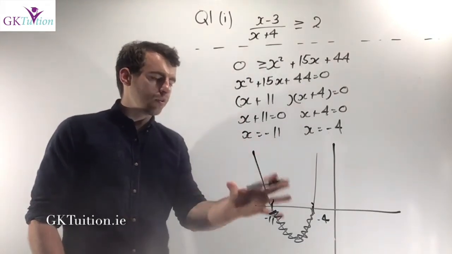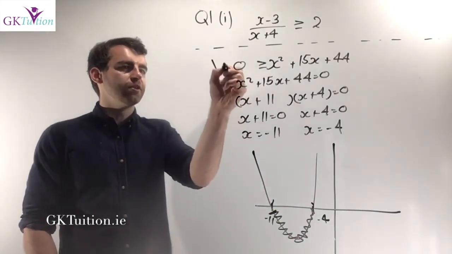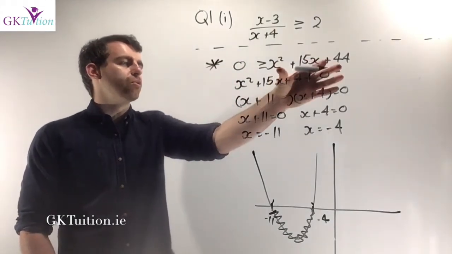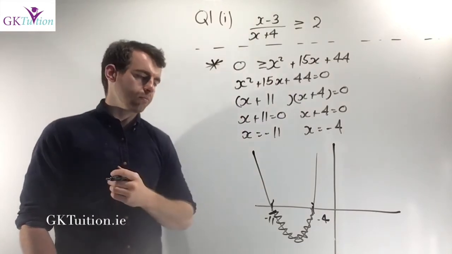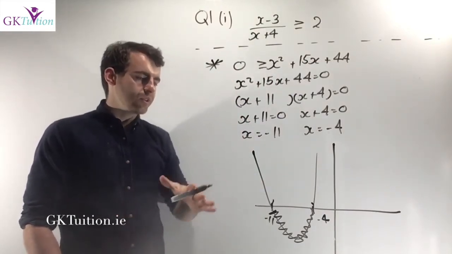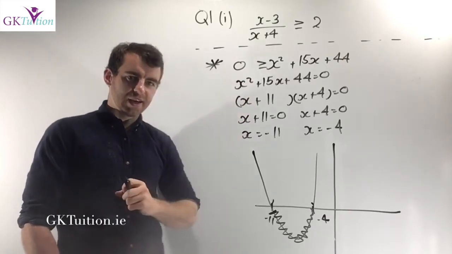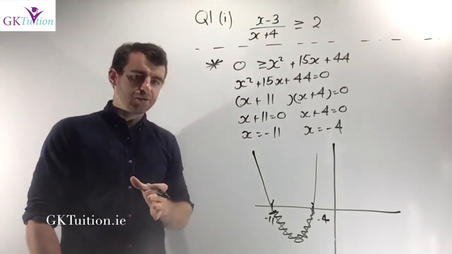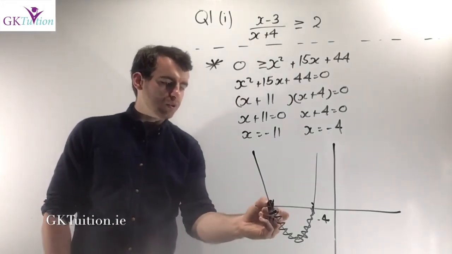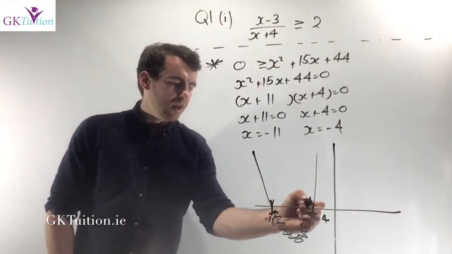And only when I've drawn the graph can I actually answer the question asked on this line. The question asked on this line is, when is the quadratic less than or equal to 0? You'll notice I've shaded it in on the curve here. It's less than or equal to 0 when it's below the x-axis. The x values for which this curve is below the x-axis are all of the x values between -11 and -4.